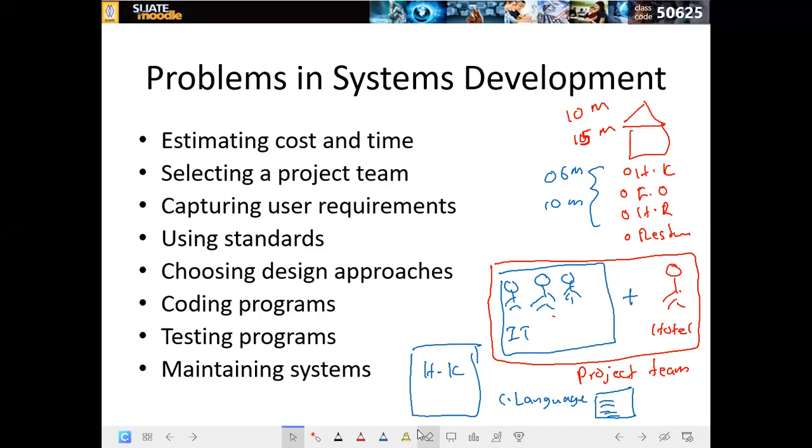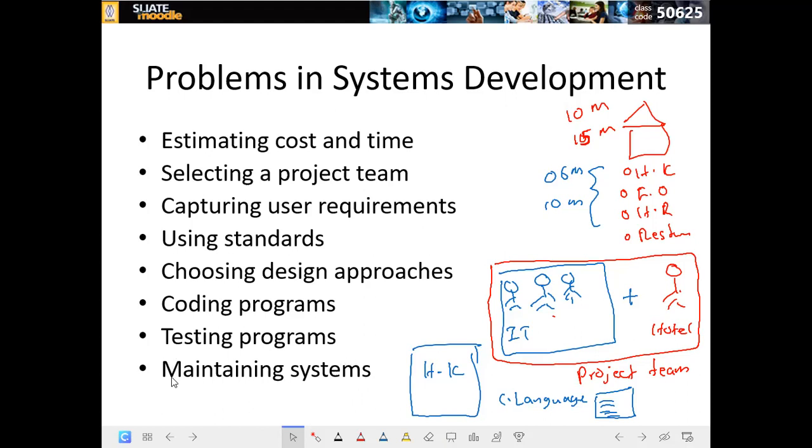Those are problems in system development. Then there may be testing programs. Testing problems may be there. Because you have to test module wise, unit wise, integration testing. Testing programs is a difficult one, and sometimes there may be problems because it is difficult to find where the problem is. Then the other one is maintaining the system.